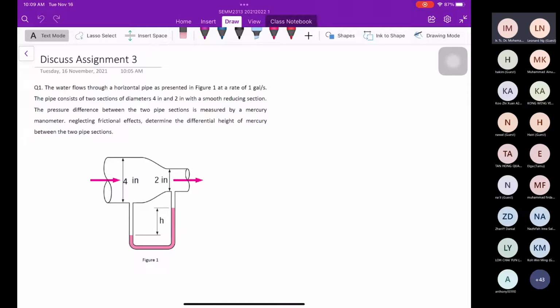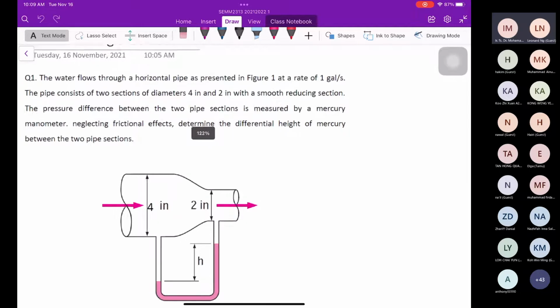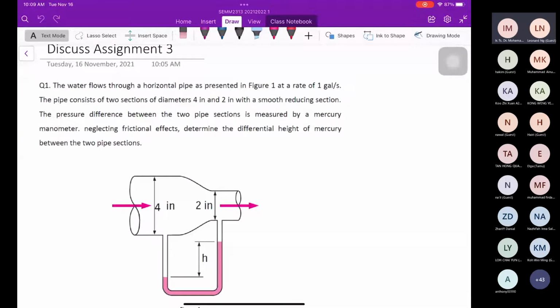All right. So let's start with discussion assignment 3. I hope you have done it, everyone. Okay. So this is the question.